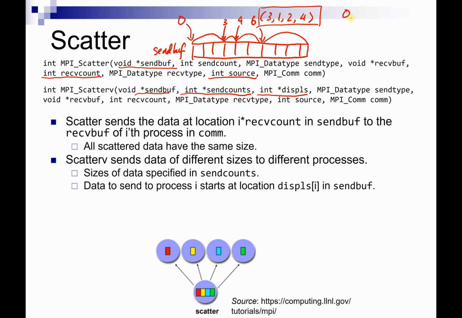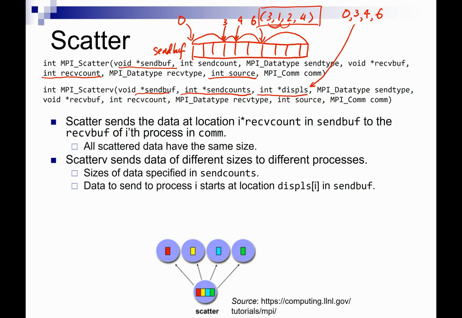What that means is that the next value is just going to be this value 3 over here. The next value after that is going to be the sum of these 2 values, because I'm sending 3 values to the first guy and then 1 value to the next one. So the next displacement is 3 plus 1. And then the displacement after that is going to be the sum of the first 3 values, so 3 plus 1 plus 2 is 6. All right, so this is how you compute these displacements over here.